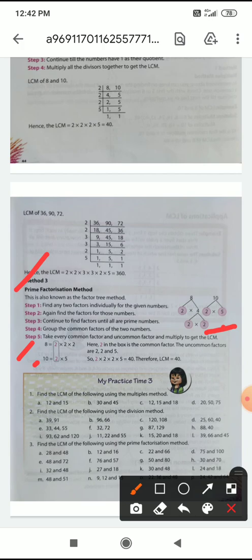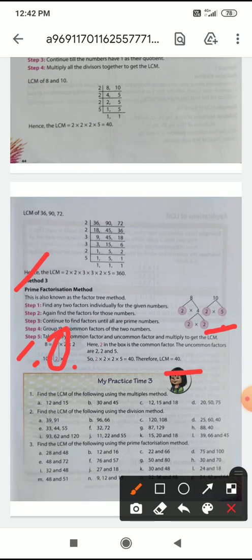So for 8 and 10, the prime factors are 2, 2, 2 for 8, and 2 and 5 for 10. So here the common factor is 2. So what will the answer be? Here you see 2 multiplied by 2, 2, 2 multiplied by 5. Okay, the answer will be 40, because here we multiply all the divisor parts.